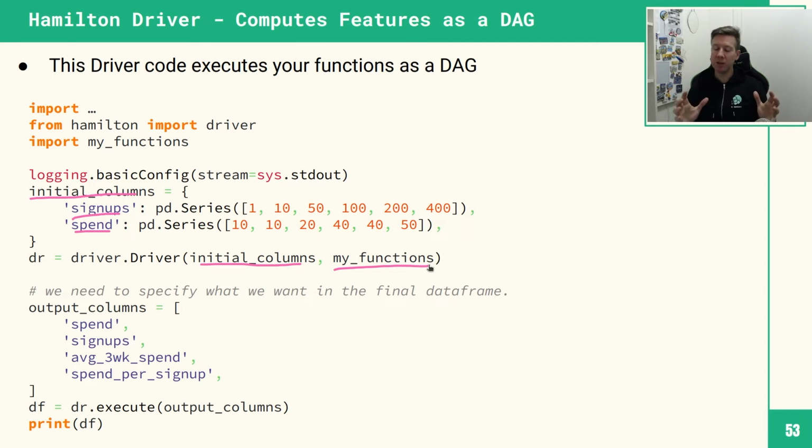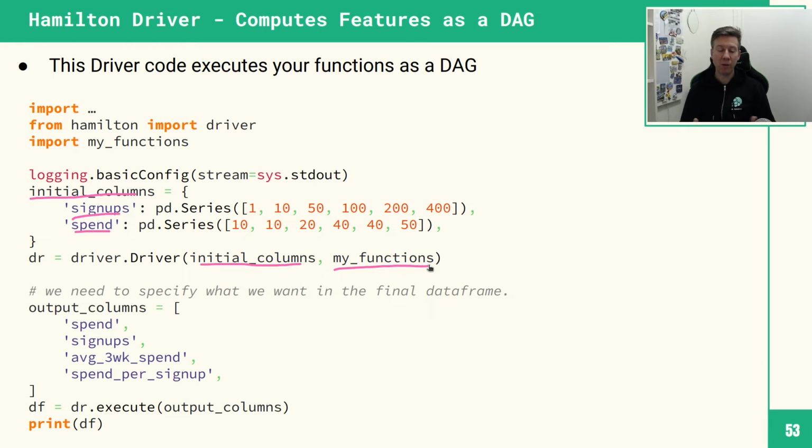So we'll have our initial data frame with our initial data. There's going to be some derived features computed from those columns, and we tell Hamilton in this case, here are the columns in our input data frame, and here are the functions that are going to be executed over those columns.